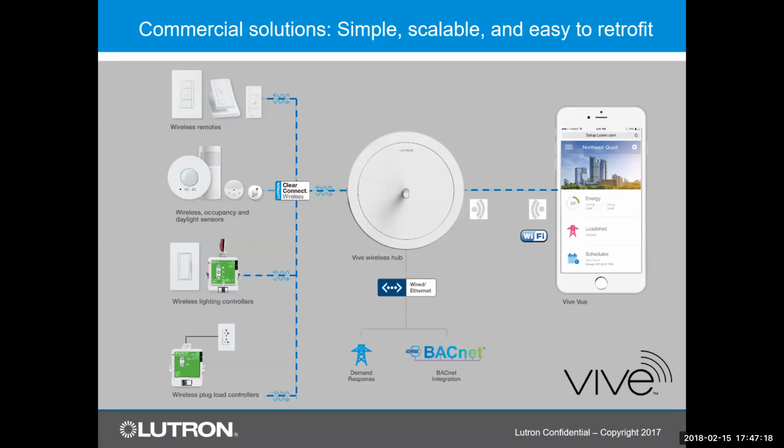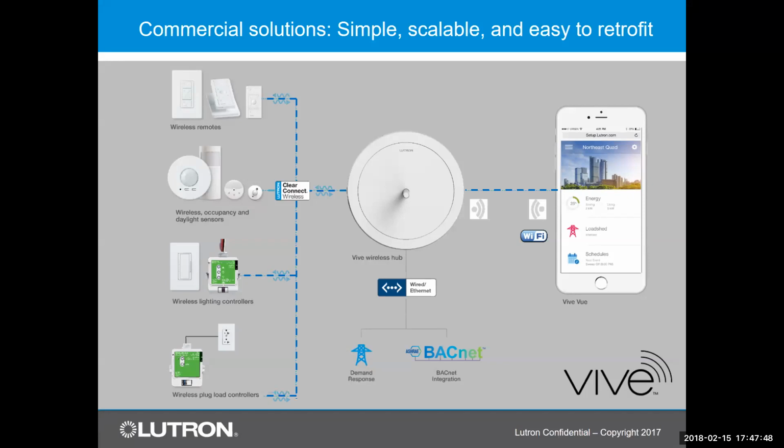The nice thing about it, and the thing that makes it easy to retrofit, is the wireless technology. You'll notice that our devices communicate. You have your controls, the sensors, and the dimming controls. They all communicate with a hub wirelessly via Clear Connect wireless technology. Now this Clear Connect is a Lutron proprietary wireless RF signal. It functions over, I think, 242 megahertz.